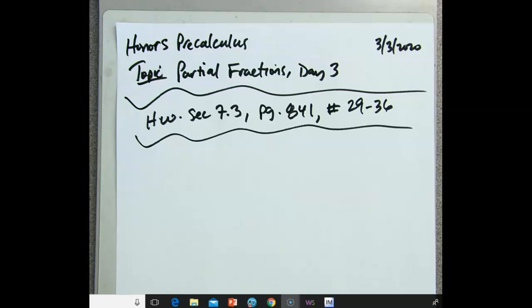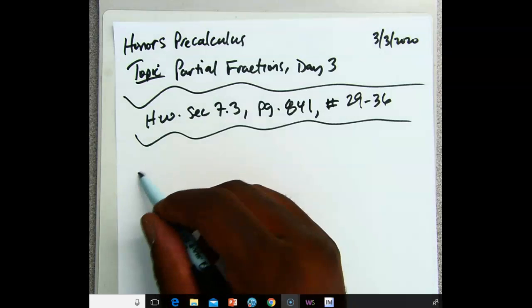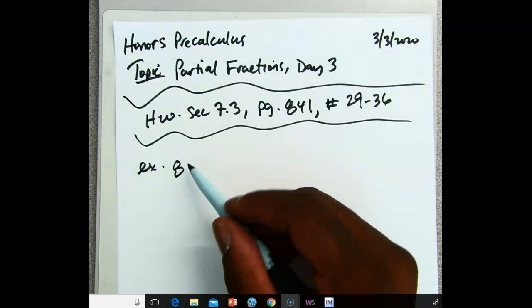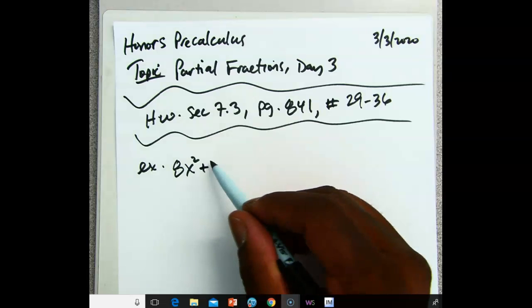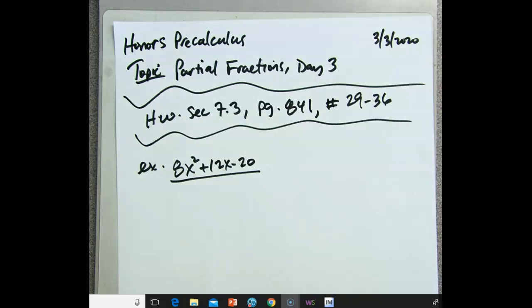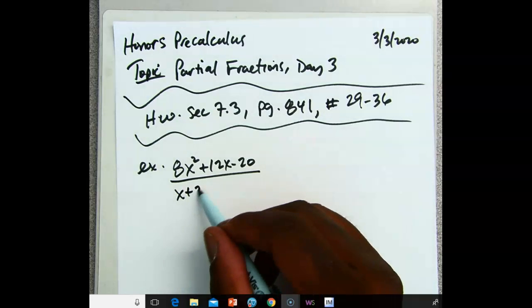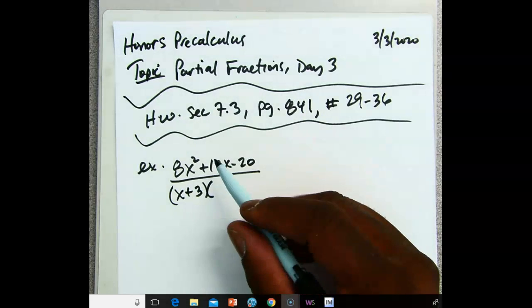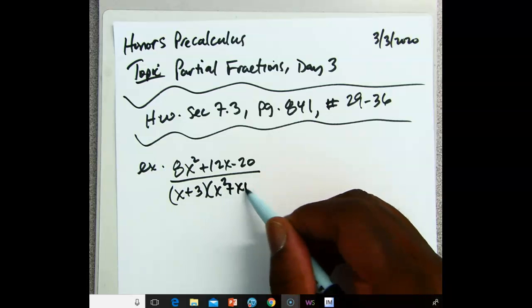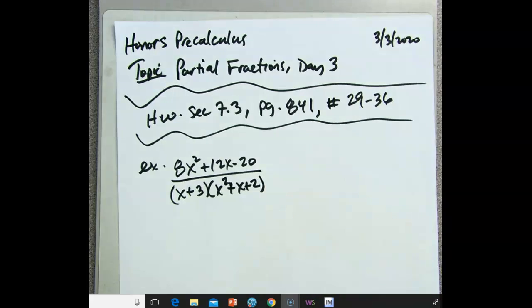All right, let's take a look at an example. So we want a partial fraction of x minus 20 all over x plus 3 times x squared plus x plus 2. So what is our partial fraction decomposition?